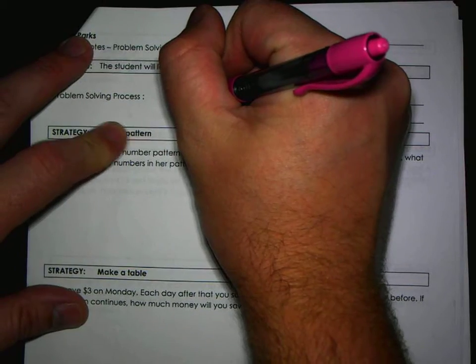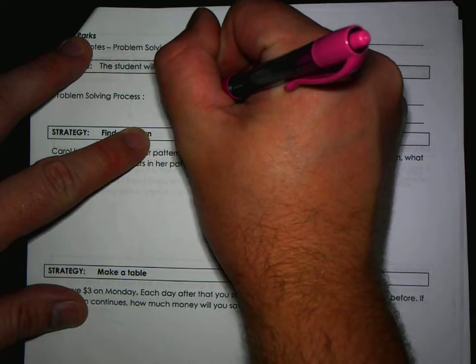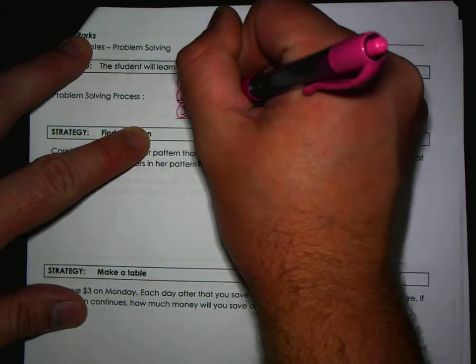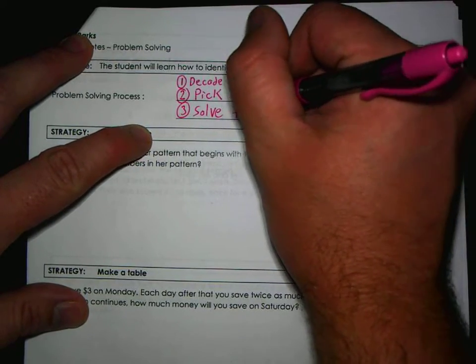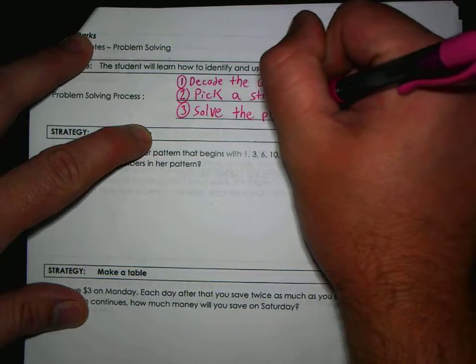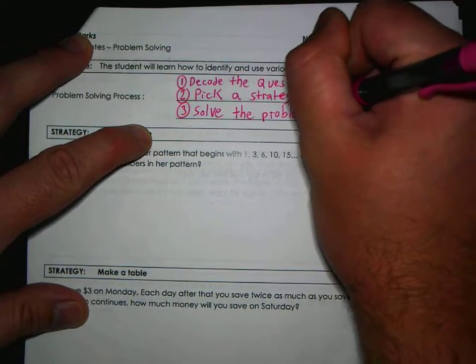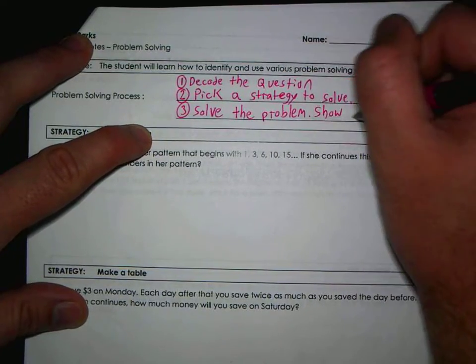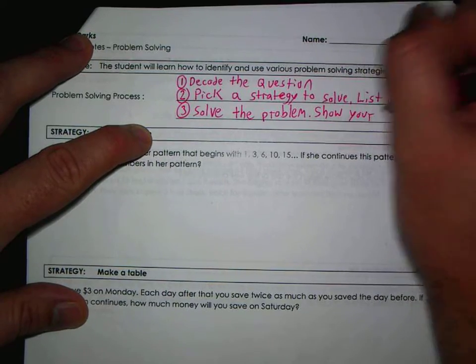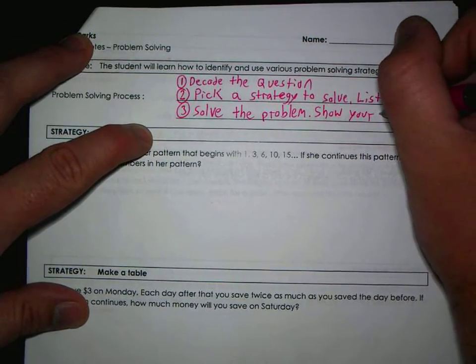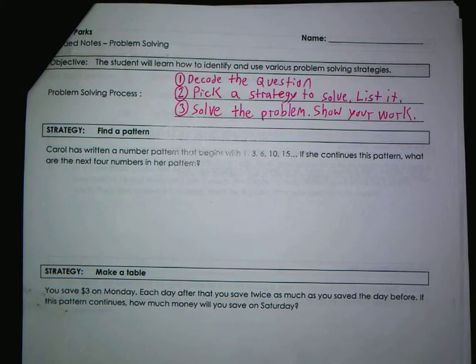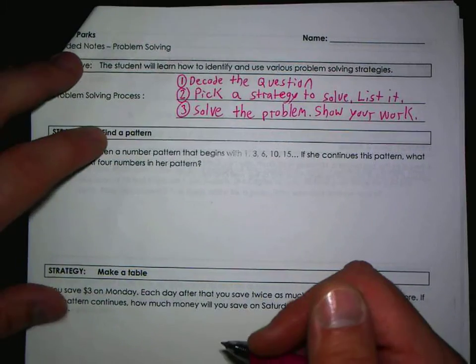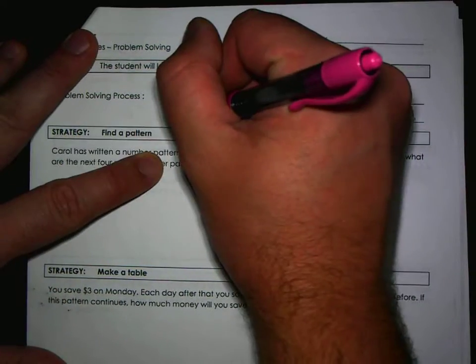Three, solve. Solve the problem. Be sure to show your work. This is the first assignment that I will definitely be looking for work, unless it's logical reasoning and it's something very simple. But either way, once you solve it and show your work, state the answer in a complete sentence.